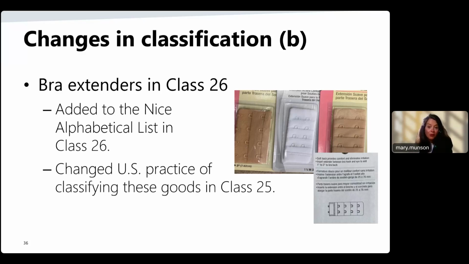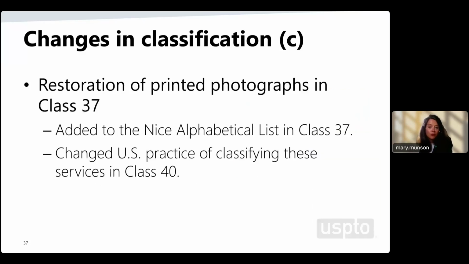So the last item I wanted to mention is restoration of printed photographs. Prior to January 1, the ID manual included restoration of photographs in class 40, based on the understanding that the process involved a change in the object's essential properties. That's wording that's directly from the NEAS class 40 explanatory note. The committee adopted a proposal to add restoration of printed photographs in Class 37 by analogy to restoration of works of art, which is in the NICE alphabetical list in Class 37.